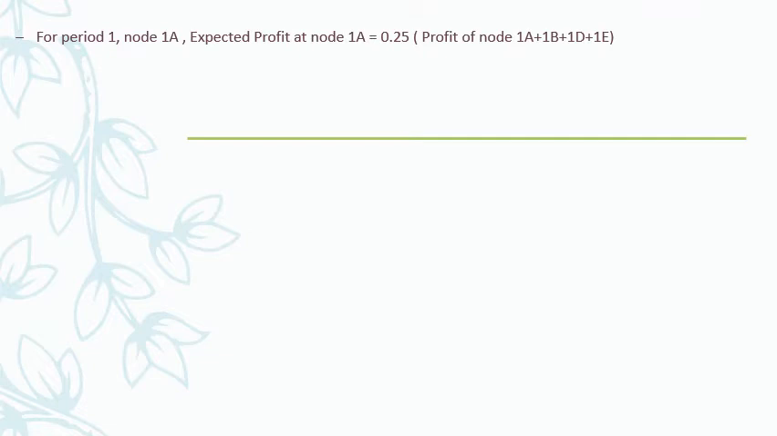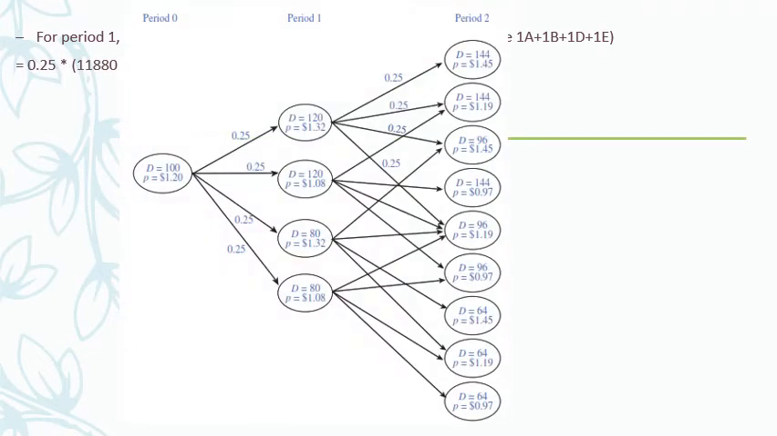Expected profit at node 1A is 0.25, or 25%, of the profit of nodes 1A, 1B, 1D, 1E. What are they? They are the nodes. See here, node 1 is connected to this, this, this and this. These are the 4 nodes: first, second, third and fourth. There are 1A, 1B, 1D and 1E. I just named it like that. And wherever the arrow mark ends, they are the required nodes for the calculation.